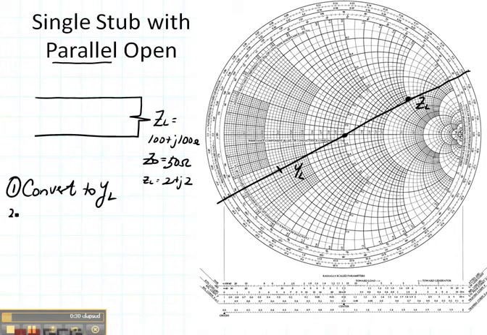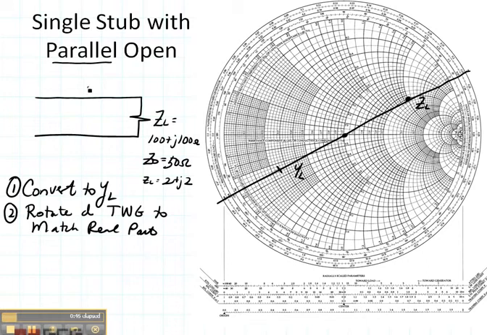Now everything that I'm going to do is going to be very similar to what it was before. I'm going to rotate a distance d towards the generator to match the real part. So here's my distance d, and what I want to do is rotate towards the generator until I get to a point A, where I'm going to have YA, and I want YA to equal 1 plus jX, and I don't care what the X value is.